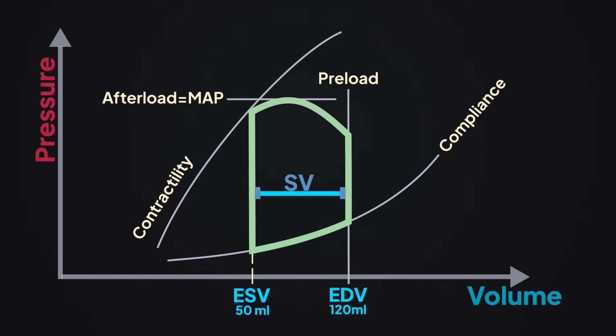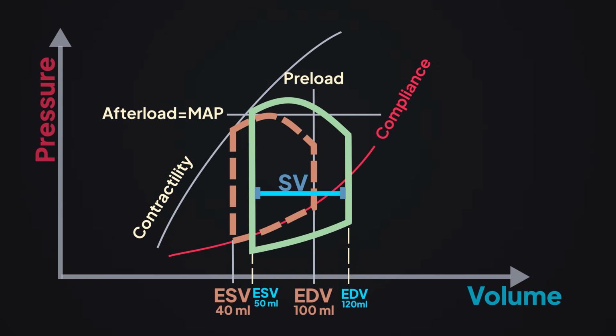Now let's look at compliance. This is how stretchy the heart is. If the compliance decreases, the heart becomes stiff, like a balloon made of thick rubber. The compliance line at the bottom starts to rise.